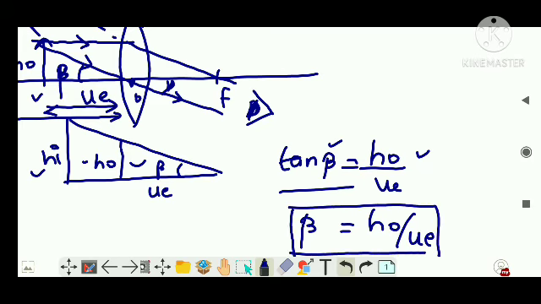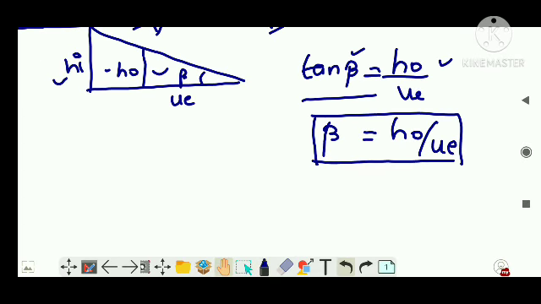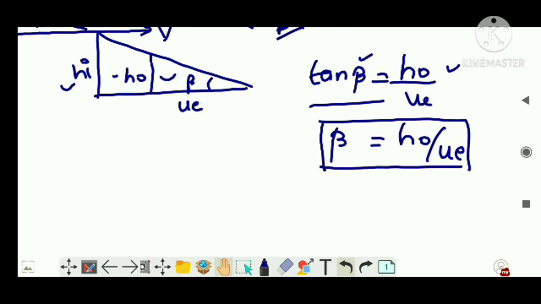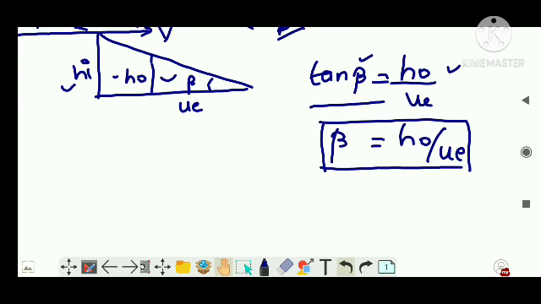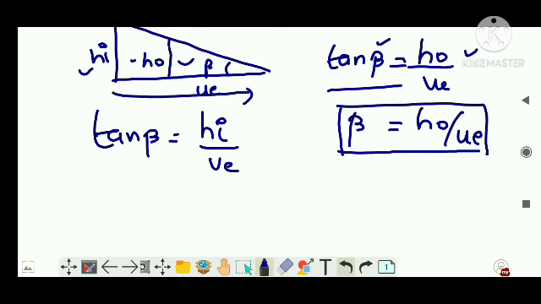This is the angle subtended by the final image at your eye. It is actually the angle subtended by the object also, HO, and the angle subtended by the image, both of them. If you don't understand, I will tell you. Tan beta as per this triangle can be written as HI by VE. And also tan beta can be written as HO by UE.